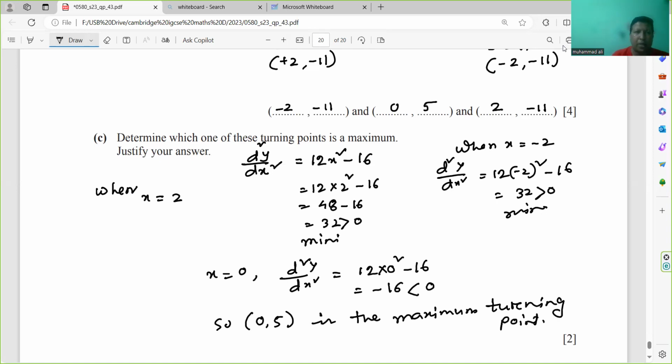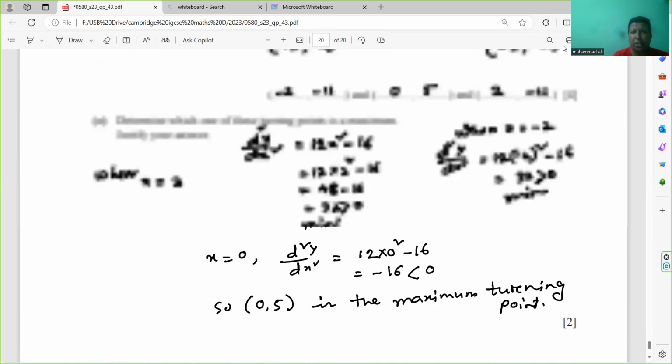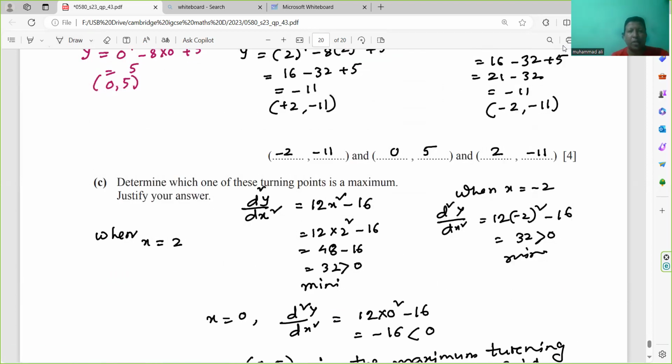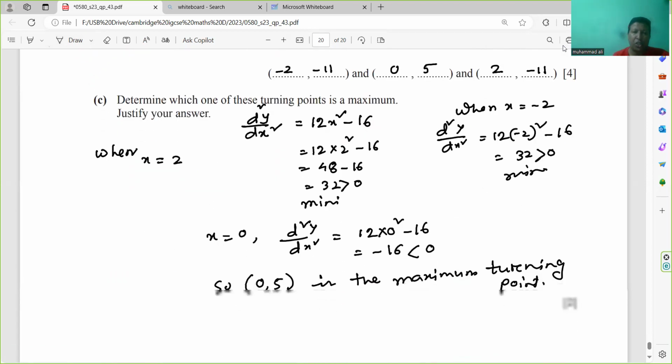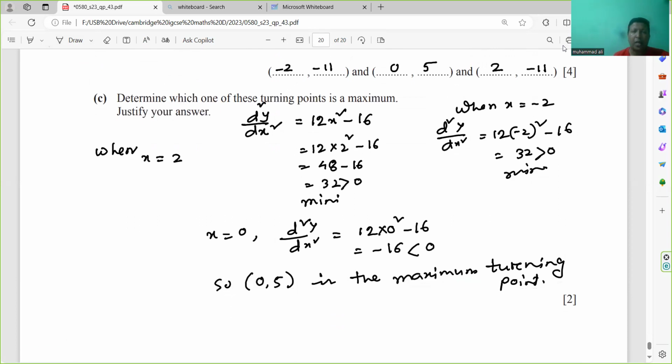So I think everybody understands this maths. This is very simple. When you want to find the turning points, after double differentiation, if you put the x value and you get a negative result for d squared y by dx squared, that coordinate, that turning point, is the maximum turning point.